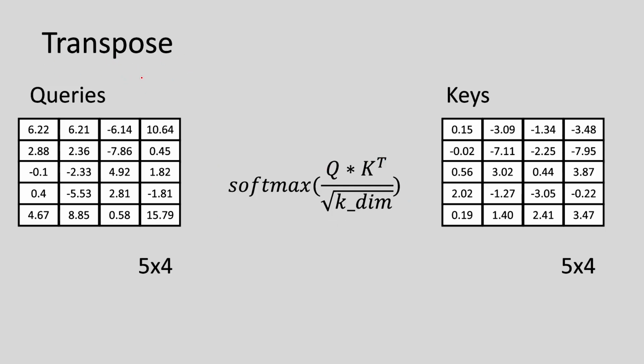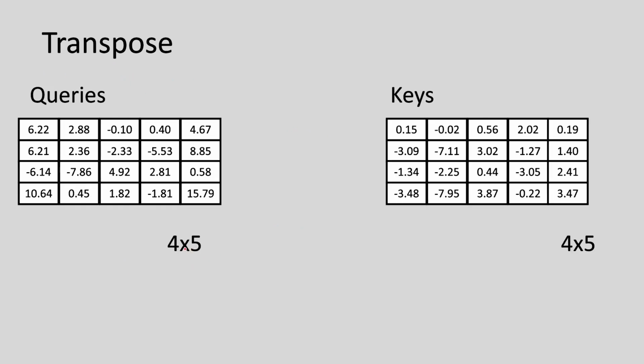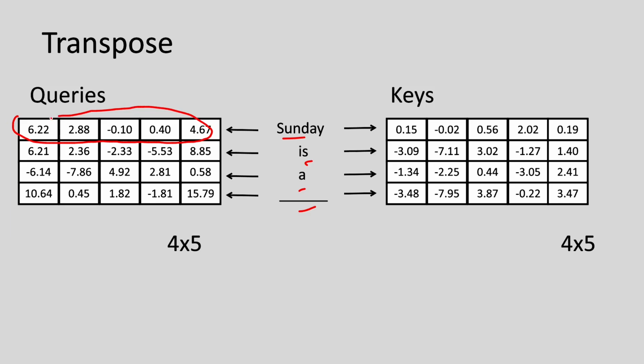So what you do is a transpose. So 5 cross 4 will become 4 cross 5, and the same thing for keys also. So both are now transposed. Since these are the four words, you can see Sunday is a dash. That's not a word, but you get the point, right? And these are the query vectors. This is the query vector for Sunday, and this is the corresponding key vector for Sunday. The same thing goes for all the other words.